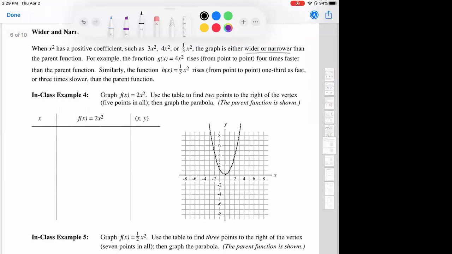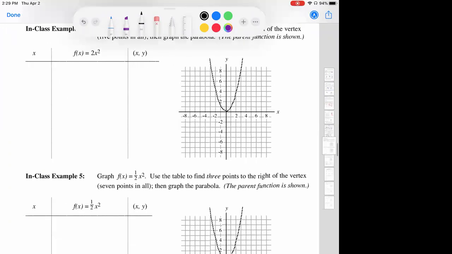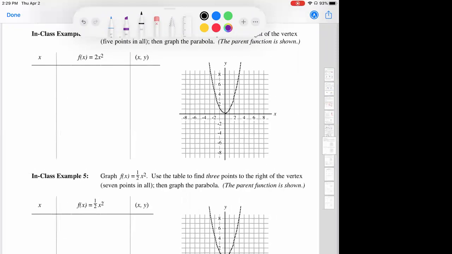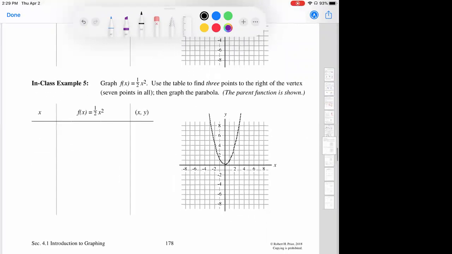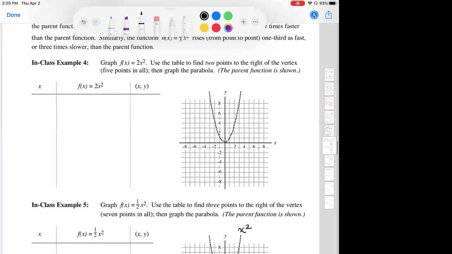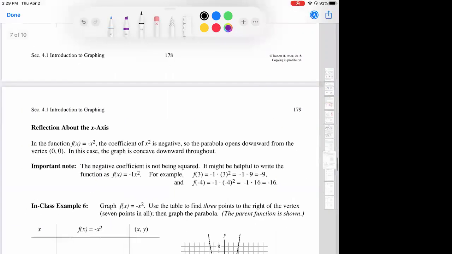All right, I'm going to skip example four, but you can try one on your own. It just shows how it's narrower, and here it shows how it's wider. And it's giving you the parent function. This is your x squared. So you can compare how they're skinnier and wider.